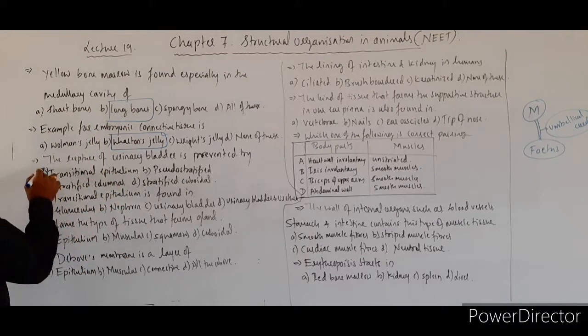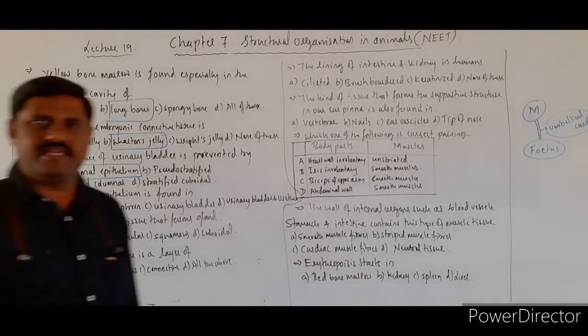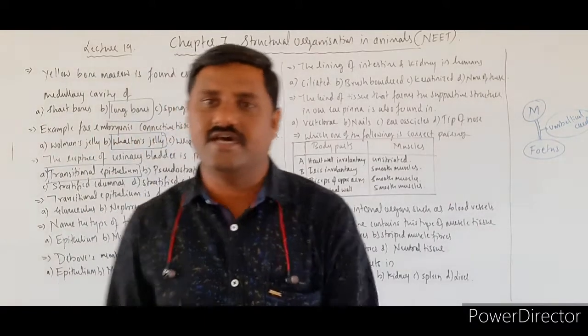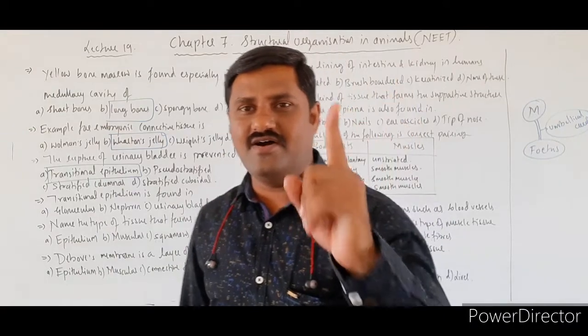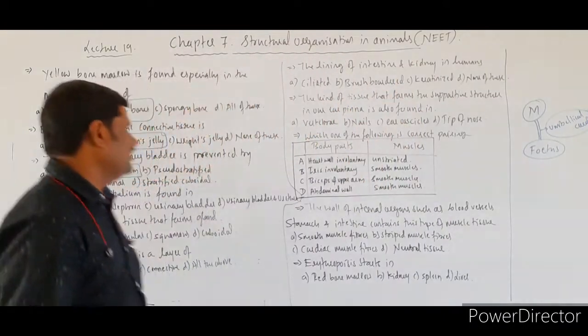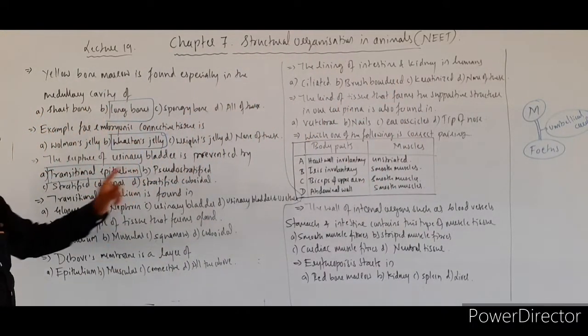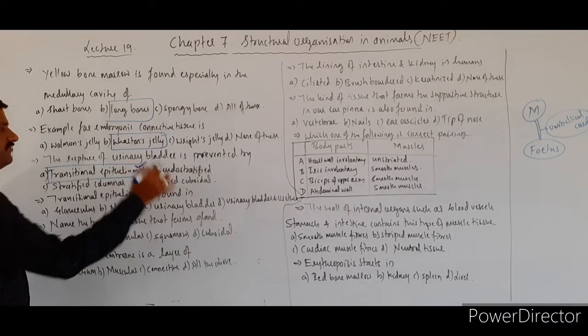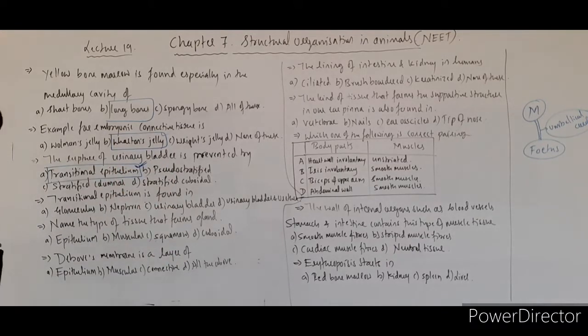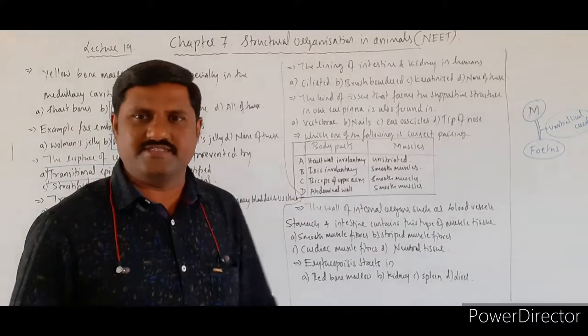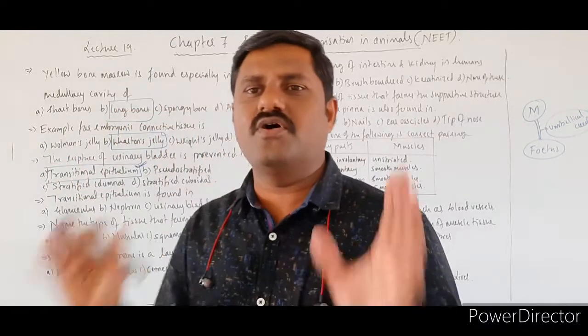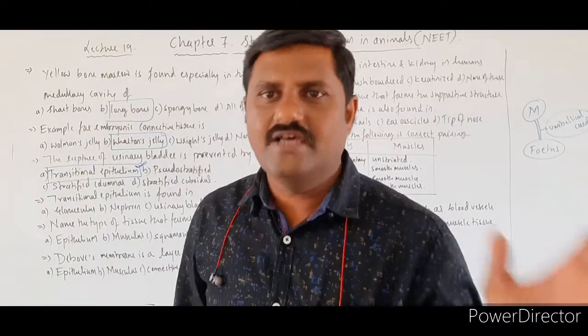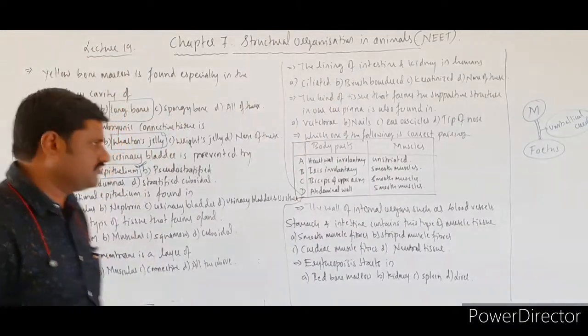What is the name of that multi-layered epithelium? Transitional epithelium, which is usually present in the urinary bladder, right? So that's why this is the correct answer for this question. I hope you are getting all my points. Everything is there in your notes. If you studied it well, then you can answer all these questions, right?